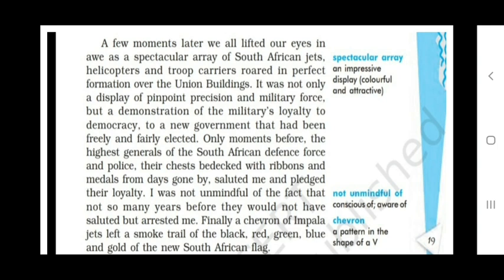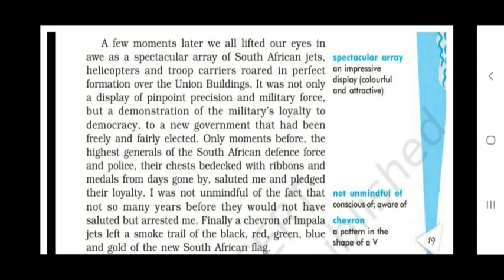So, as I had already told you, after so many years of oppression and rule of Britishers, South Africa's first democratic election took place, and a new government was elected by the people. And it was the pomp and show. It was the showcase, or the display, of military force, and it was the demonstration of the military's loyalty towards the country, towards the democracy, and to a new government that had been freely and fairly elected. So you can underline these words.